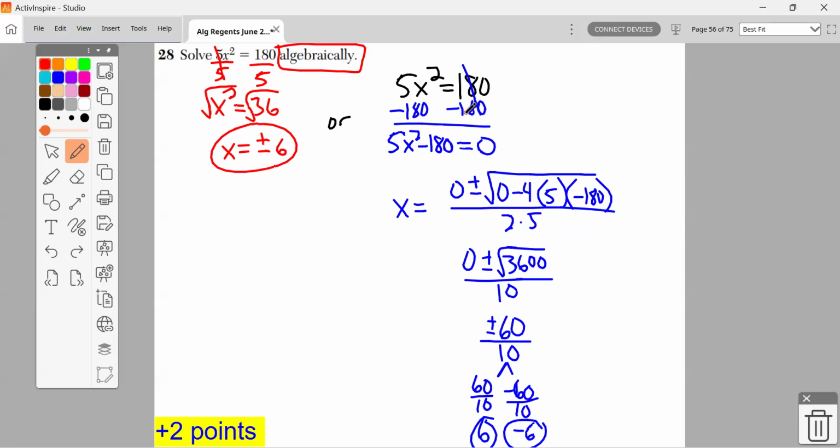So just be careful there. We would have to do -180 and -180 because remember, you always have to have it set equal to 0 to use the quadratic formula.